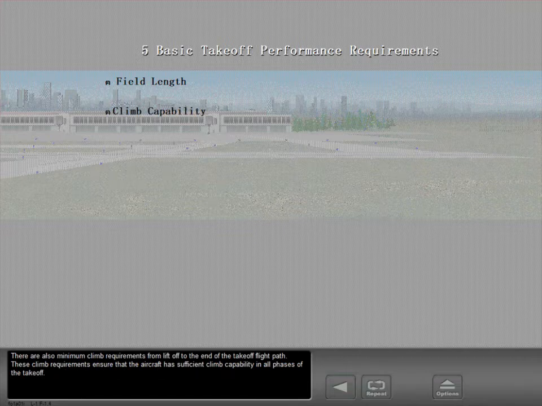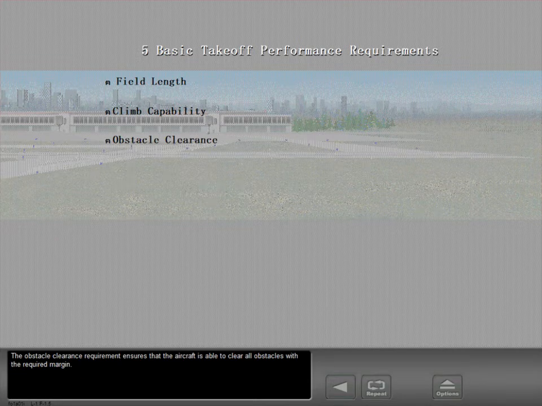There are also minimum climb requirements from liftoff to the end of the takeoff flight path. These climb requirements ensure that the aircraft has sufficient climb capability in all phases of the takeoff. The obstacle clearance requirement ensures that the aircraft is able to clear all obstacles with the required margin.